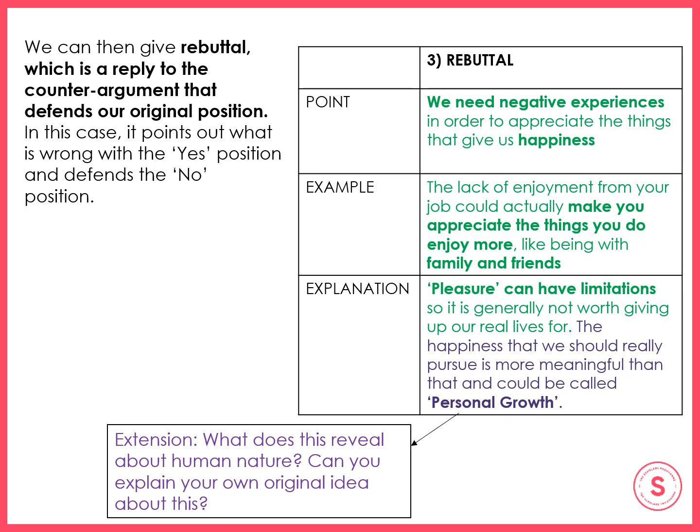You'll notice that I've used green as the colour scheme for the rebuttal, and then I've used purple as the colour scheme for the extension, and I'm going to go through that with you in a moment. The point that I've outlined is that, in fact, we need negative experiences in order to appreciate the things that give us happiness. And the lack of enjoyment from your job could actually make you appreciate more the things that you do enjoy. So, for example, being with family and friends, the most important things in life.